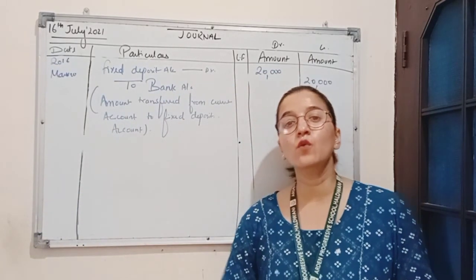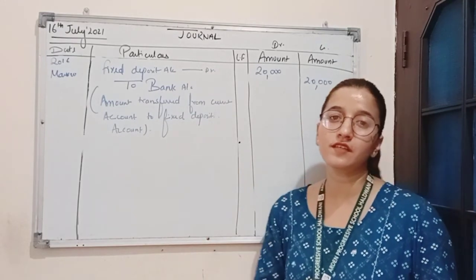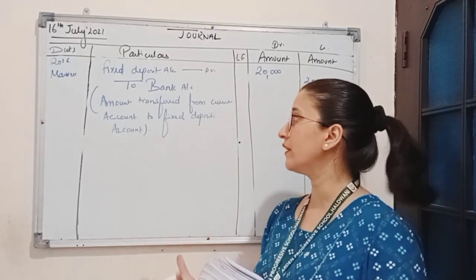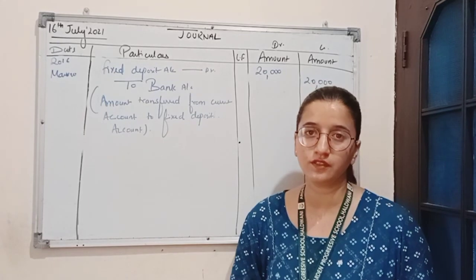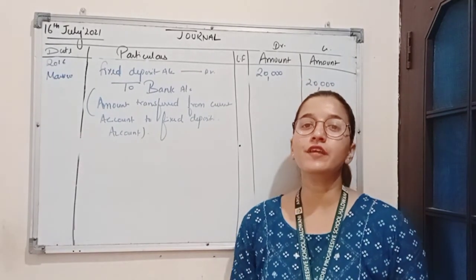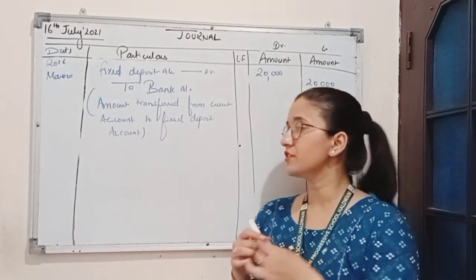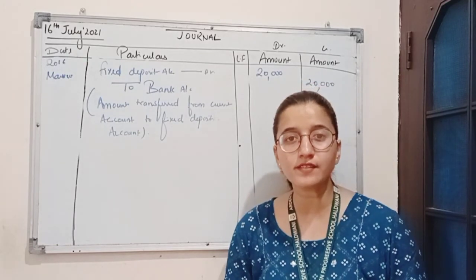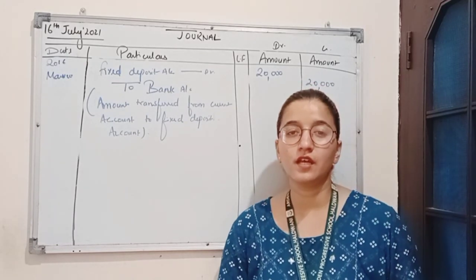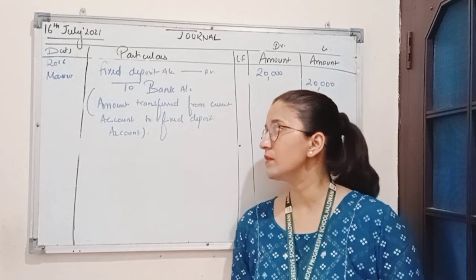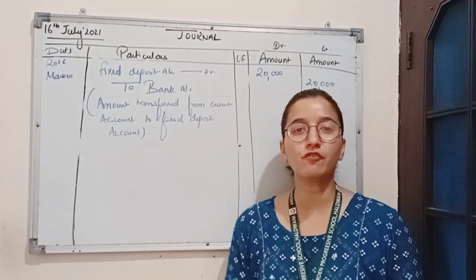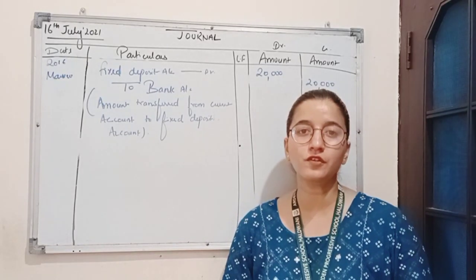So this is how we will record all the necessary journal entries relating to bank in the books called journal. So in this session, we have learned how to record the transaction related to banks in the books called journal. In the next session, we will be solving some more questions based on different transactions. That's all for today. Thank you.